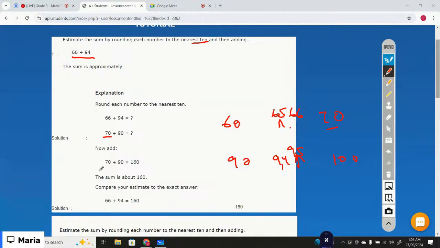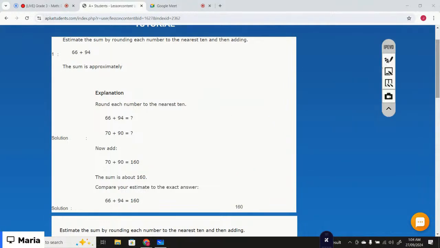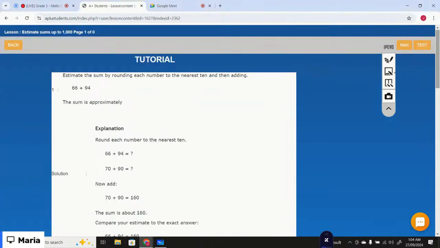You can add 90 plus 70, that is 160. 160 is the estimated answer. That isn't the exact answer, that is the estimated answer. Okay, let's just start with the test questions. You can have a look at the tutorial by yourself later today. So let's just start with the test questions.